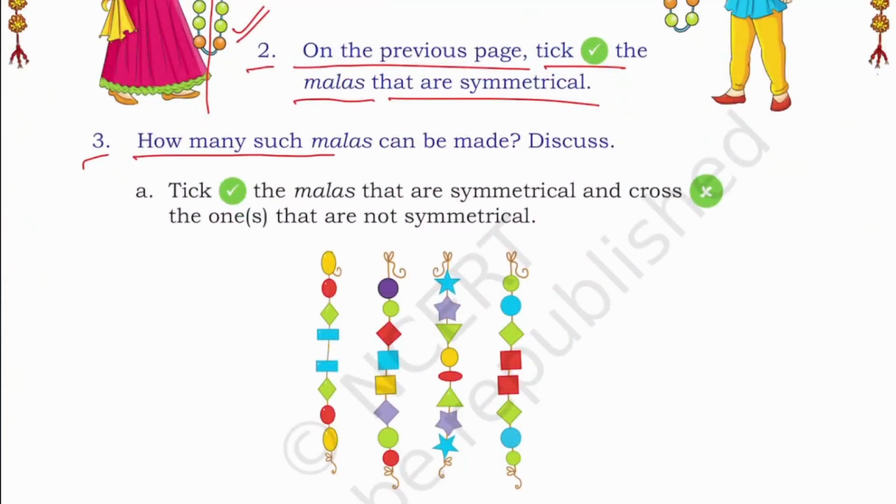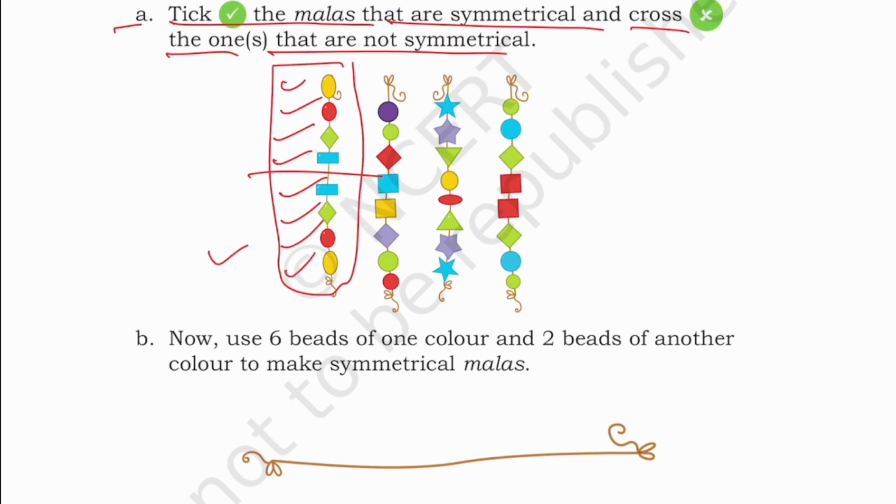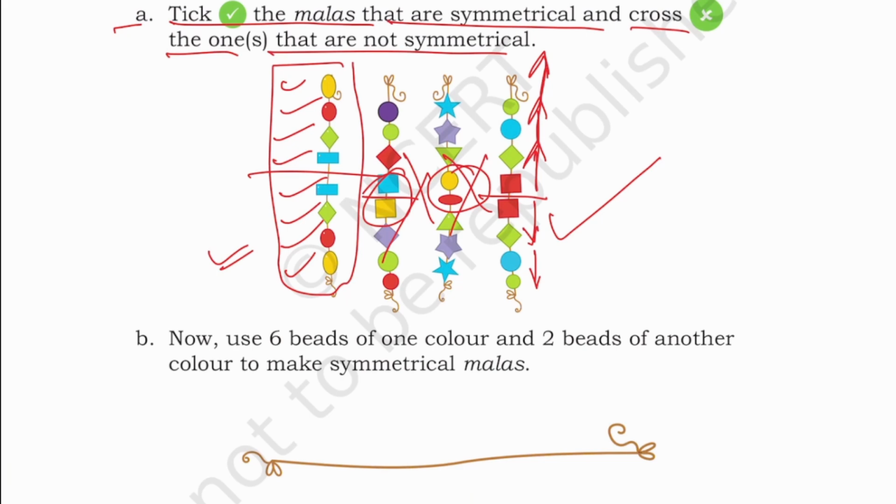3. How many such malas can be made? Discuss. A. Tick the malas that are symmetrical and cross the ones that are not symmetrical. For example, the things that are symmetrical are this, and this, and this. If you see it carefully, it is symmetrical. This is not, this is also not, but this is symmetrical. If you see it carefully, this is symmetrical.